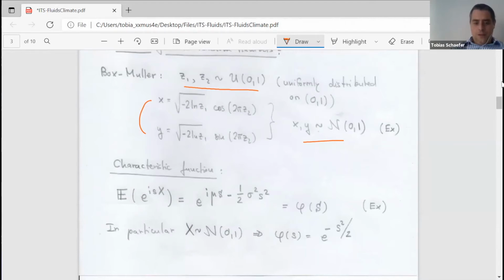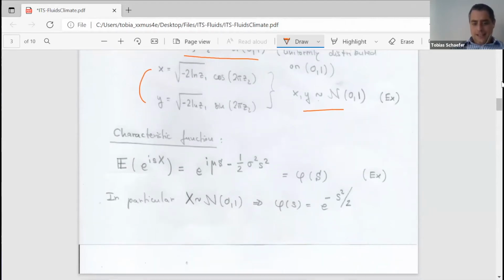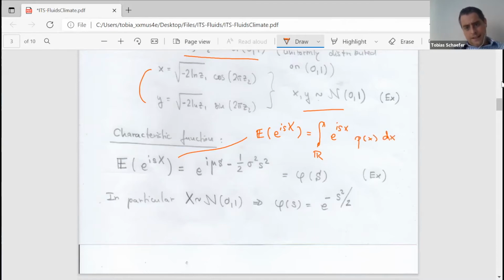And then one of the interesting associated functions that we often look at when we look at random variables is something that can be interpreted as the Fourier transform of the probability density. If you think about this expectation and write it as an integral, it is nothing else but the integral of e to the i s x p of x dx. And that gives you the Fourier transform of the distribution.